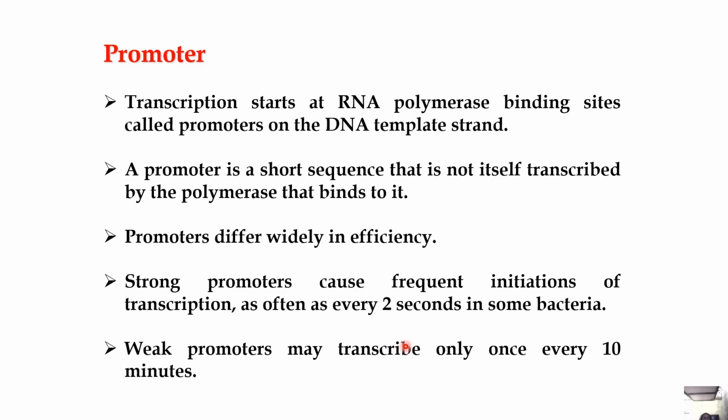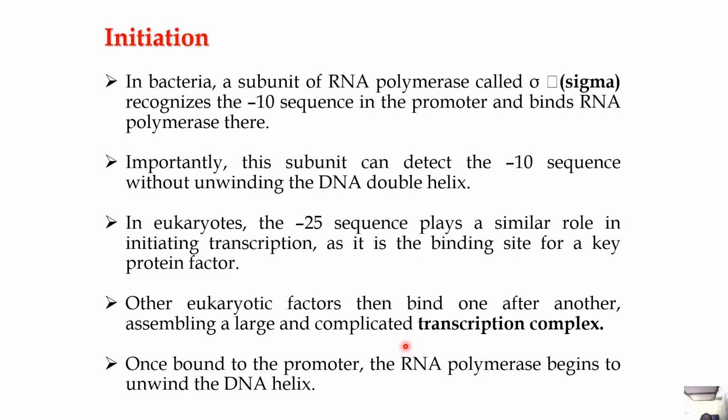A promoter differs widely in variety and efficiency. Strong promoters cause frequent initiations of transcription, as often as every 2 seconds in some bacteria. Weak promoters may transcribe only once every 10 minutes. In bacteria, the sigma subunit recognizes the -10 sequence of the promoter and binds RNA polymerase to it. Importantly, this subunit can bind the -10 sequence without unwinding the DNA double helix.